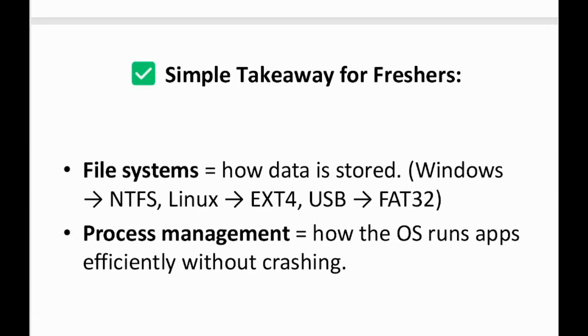A simple takeaway for freshers: a file system means how data is stored. Windows uses NTFS, Linux uses the EXT4 file system, and USB drives use FAT32. For process management, it is how the operating system runs apps efficiently without crashing.